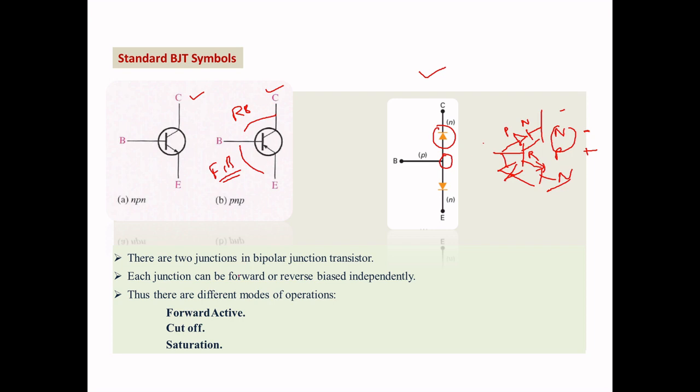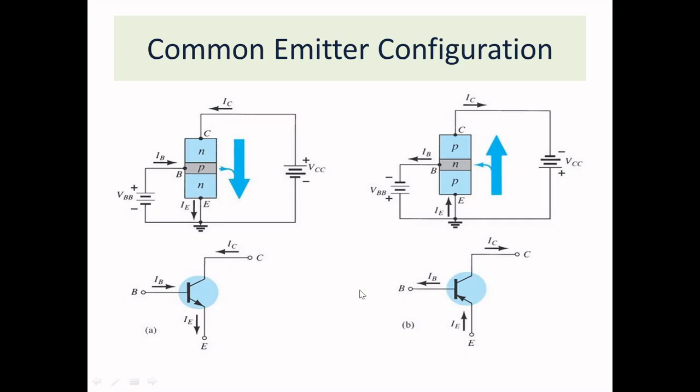Okay, based on the movement of the charge carriers, it is broadly divided into three types. One is forward active, another is cutoff, and the third is saturation. In the cutoff, both junctions will be reverse biased. In the forward active, both junctions will be forward biased. In saturation, emitter base will be forward biased and collector base will be reverse biased. Okay, you have to understand this before you go for the configurations.